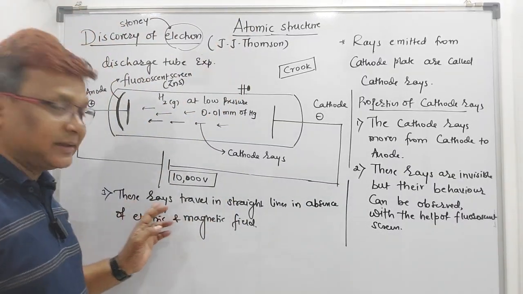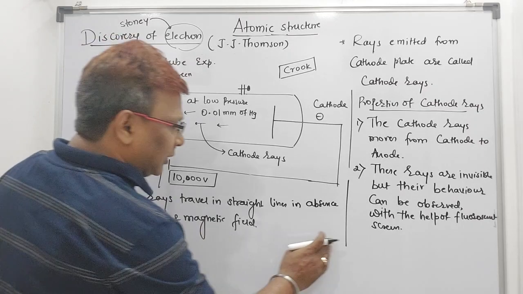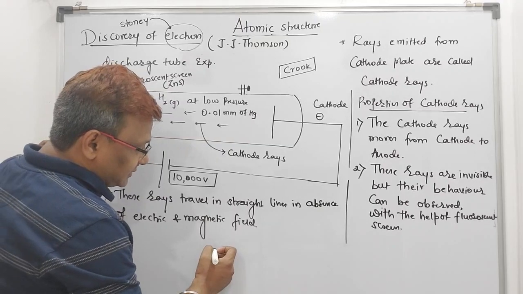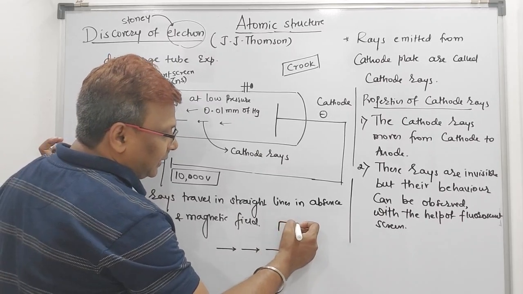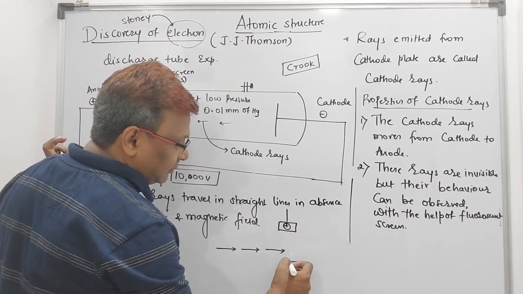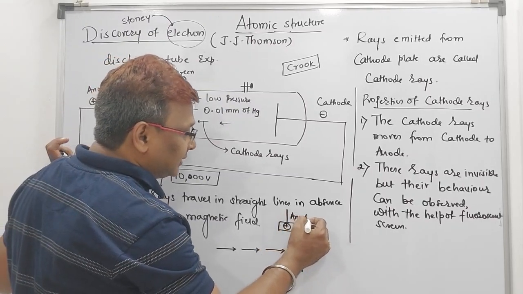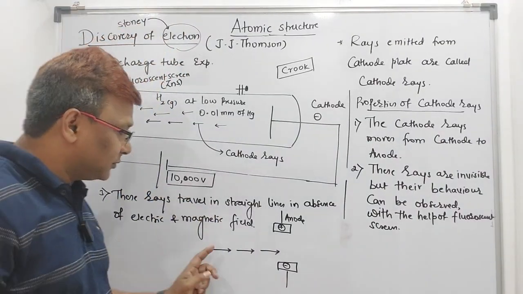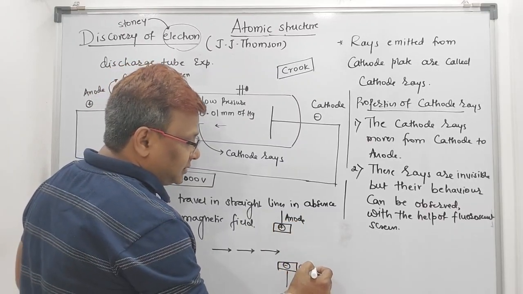Now, what we said here is that these cathode rays travel in a straight line in absence of electric field and magnetic field. Actually, what happens when we apply the electric field and magnetic field, how will these rays move? Let me explain. Suppose these are the cathode rays, and we applied an electric field here. Let us say this is a positively charged plate called the anode, and this is a negatively charged plate called the cathode. I'll write, beta, this is the anode and the other one is the cathode, right?